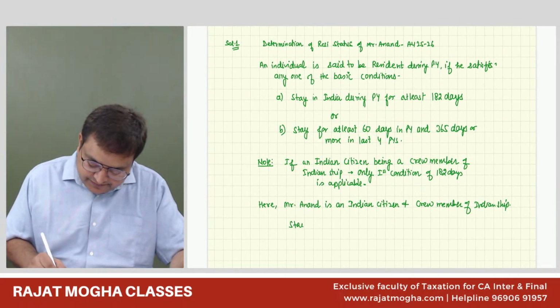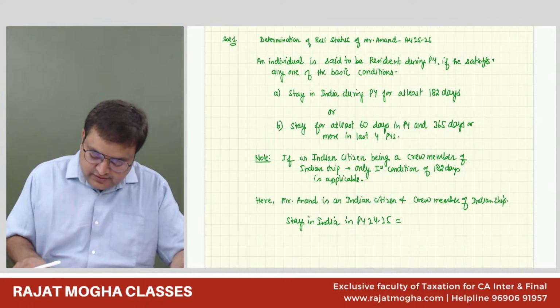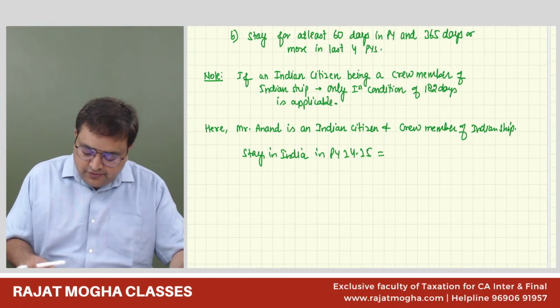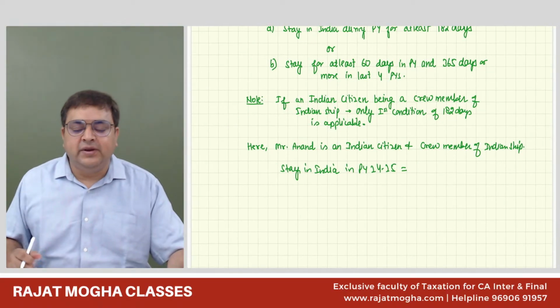In April 24, April has 30 days, May has 31. For June, how many days do we have to take? Only till 5th of June, so 5 days. Then he came back in December. So in December, we will count from 10th December onwards. 9th December, we will not count.